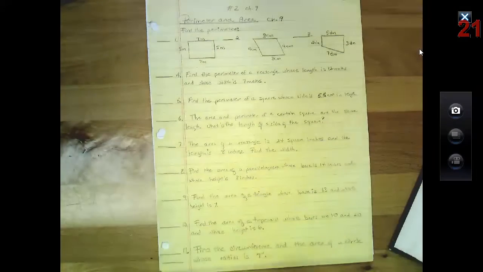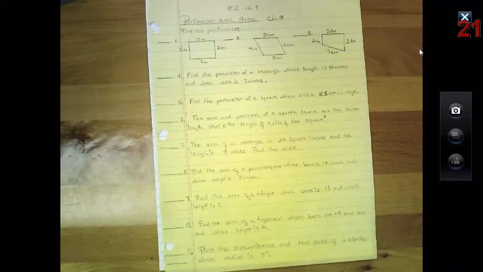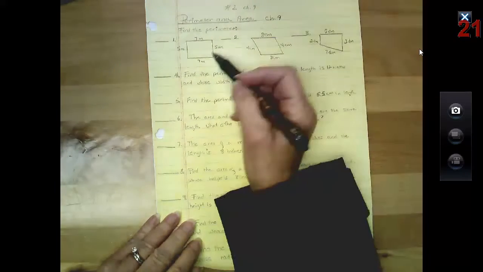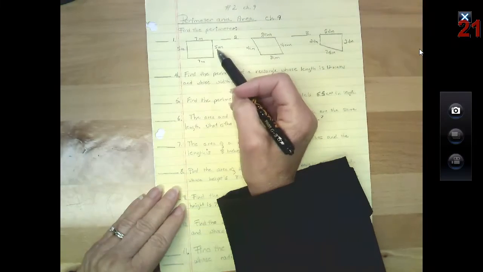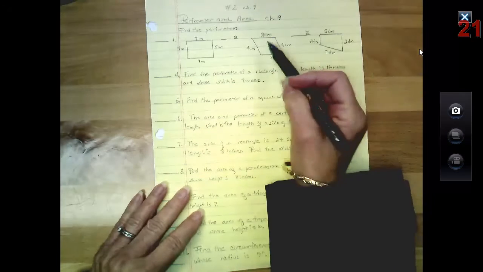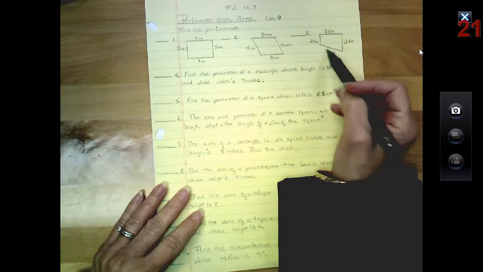Okay, now the next section, which was 9.3, we did perimeter and area. Perimeter is distance around, area is what's inside. Now, if you did this first, it's actually the easiest one to do. And so you had to find the perimeter of these. So you add 7 and 7 is 14, 5 and 5 is 10, and 10 and 14 is 24. These you just add all those up, and these you add those up.